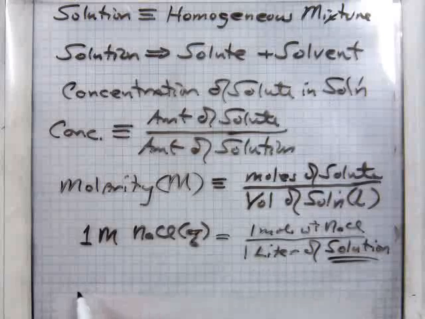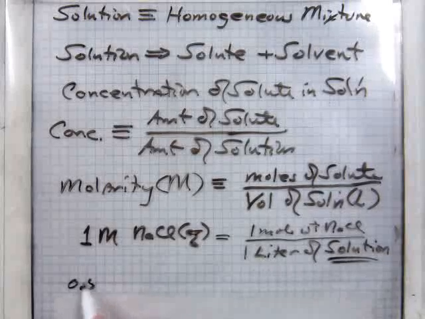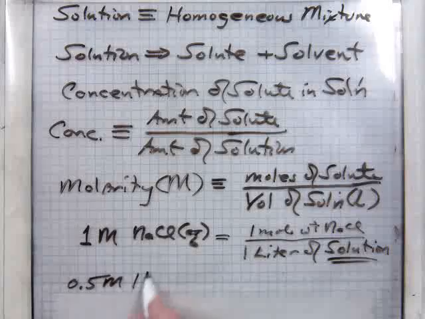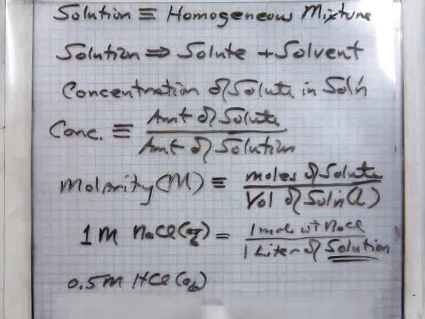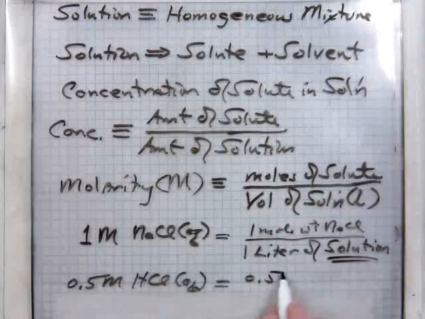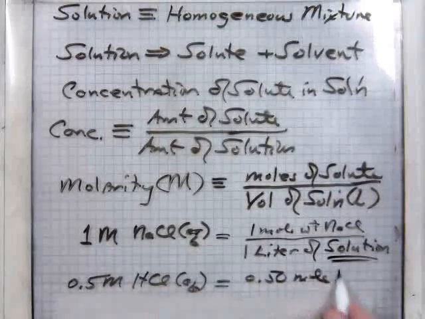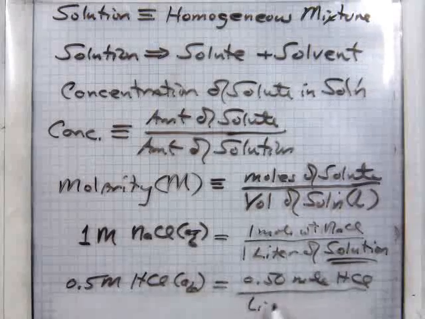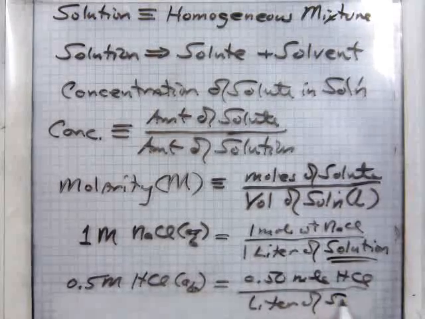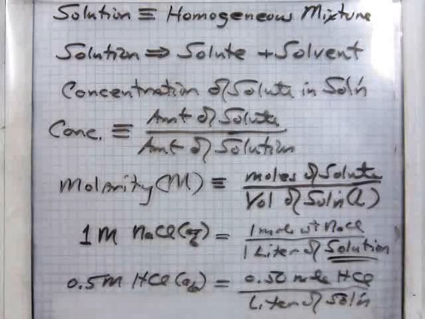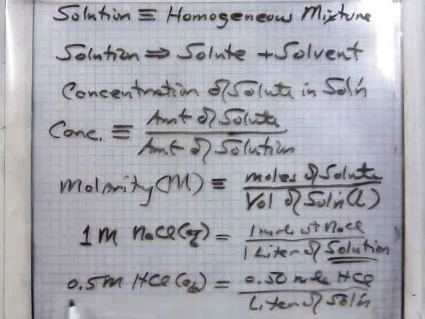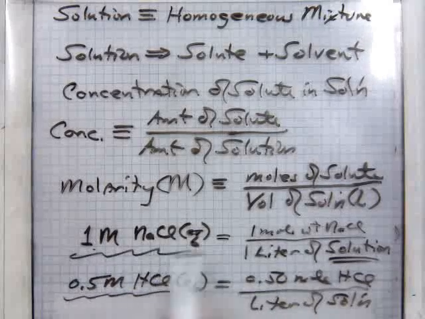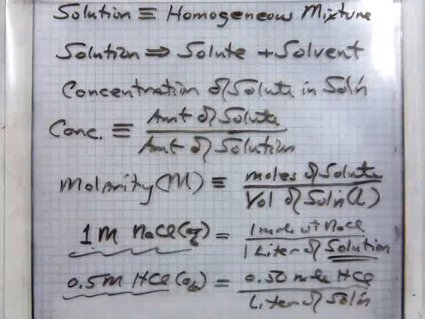Okay, so we're talking about a 0.5 molar HCl aqueous solution. That would be 0.50 mole HCl per liter of solution. So it's moles per liter. And when you look at the terminology that's given, it's always in terms of how much solute is in solution.